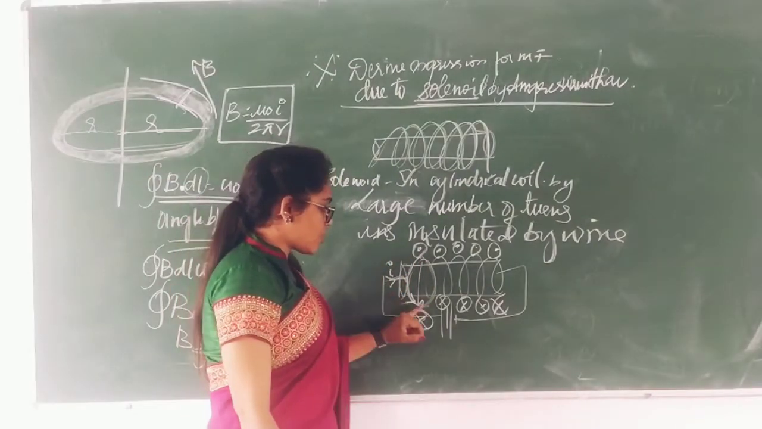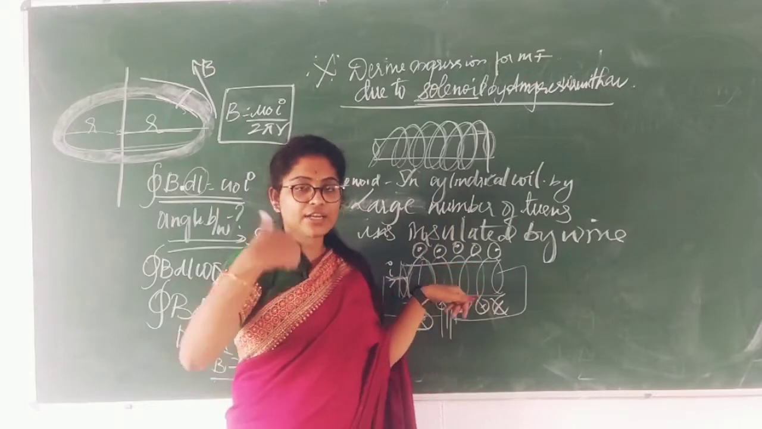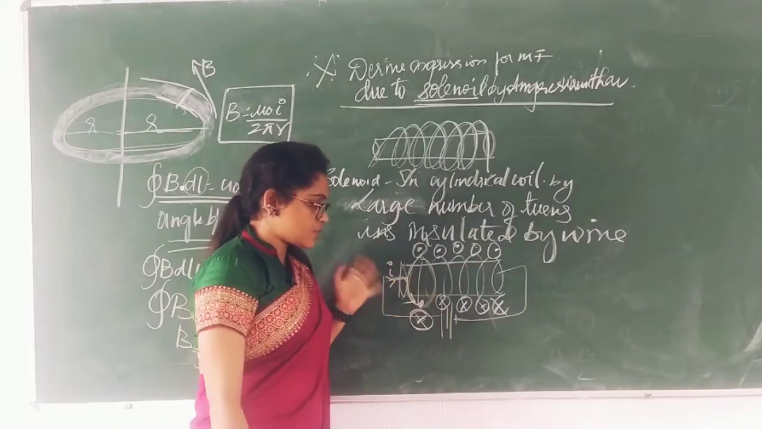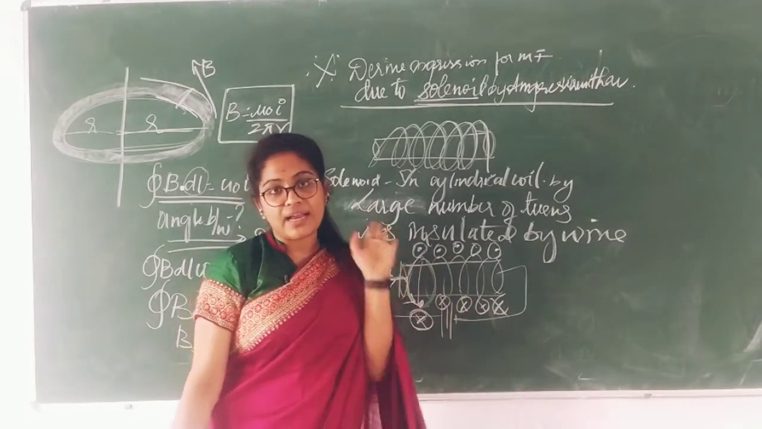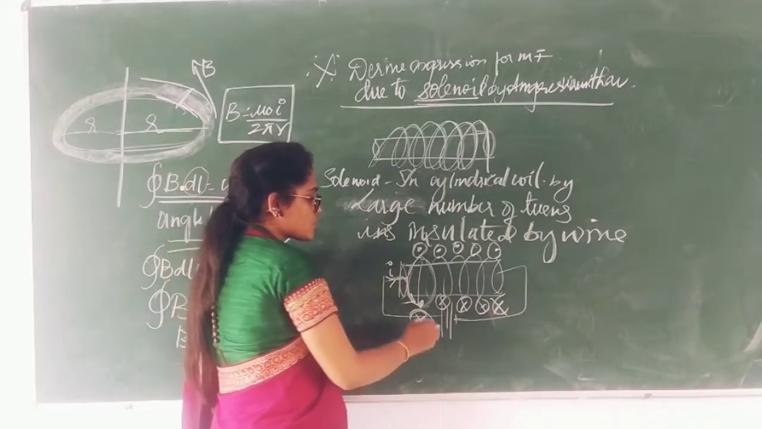So current is also going inside and it will come out, like this through the insulating wire. How the current is going to pass? Fine, the current is passing. If the current is passing, obviously, no doubt there will be a magnetic field.